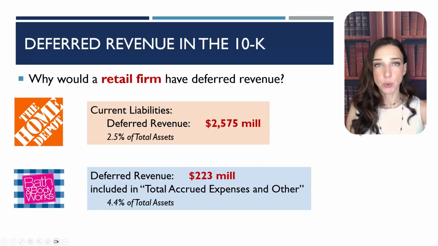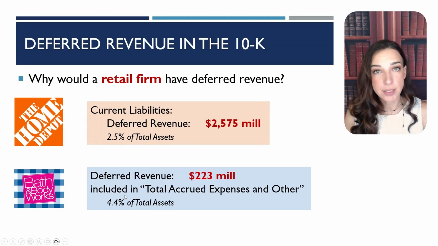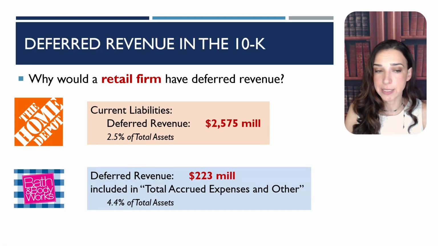Here I have an example of two retail firms, Home Depot and Bath and Body Works. Both of them within current liabilities have a deferred revenue. For Home Depot, it is a line item. It is $2.5 billion, which for them is 2.5% of assets. For Bath and Body Works, it's actually a smaller dollar amount in terms of millions, but it is a smaller company, so it is bigger in terms of the percentage of the assets. They do not disclose it separately on the balance sheet line item, but we can find in the footnotes that this amount is included in a catch-all account called total accrued expenses and other.